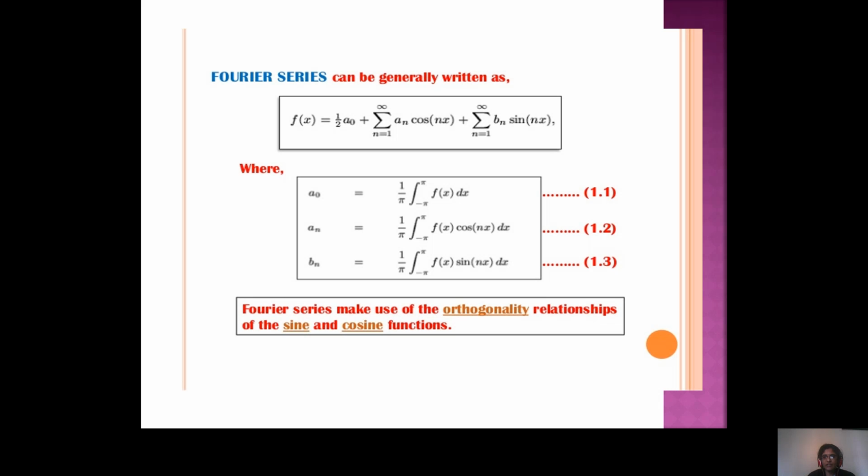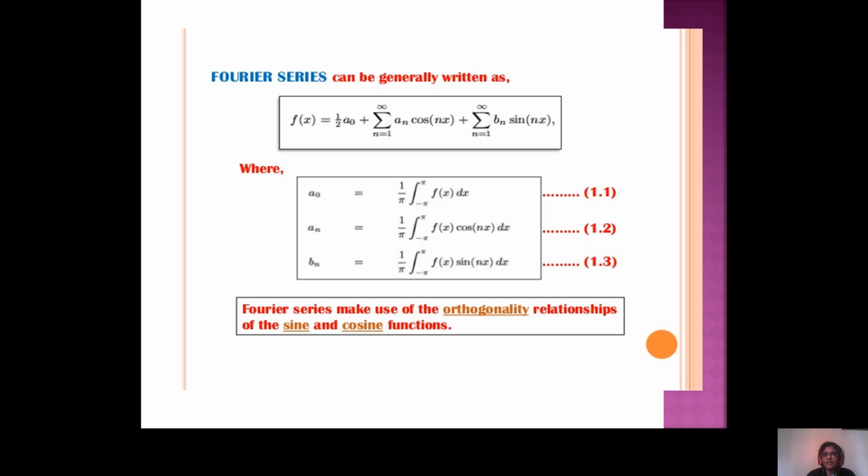So the complete equation will be f of x is equal to a naught plus summation of an cos nx plus summation of bn sin nx. So when you have to find out this a naught, an and bn, a naught is equal to 1 by pi integral of minus pi to pi f of x dx, an is equal to 1 by pi integral of minus pi to pi f of x cos nx dx, and bn is equal to 1 by pi integral of minus pi to pi f of x sin nx dx.